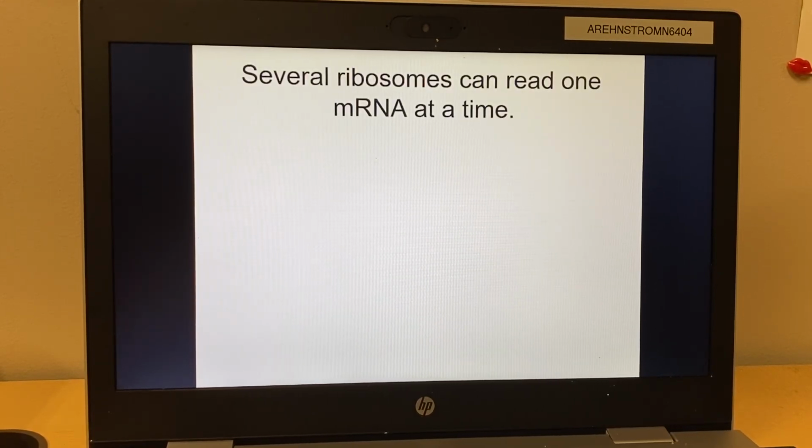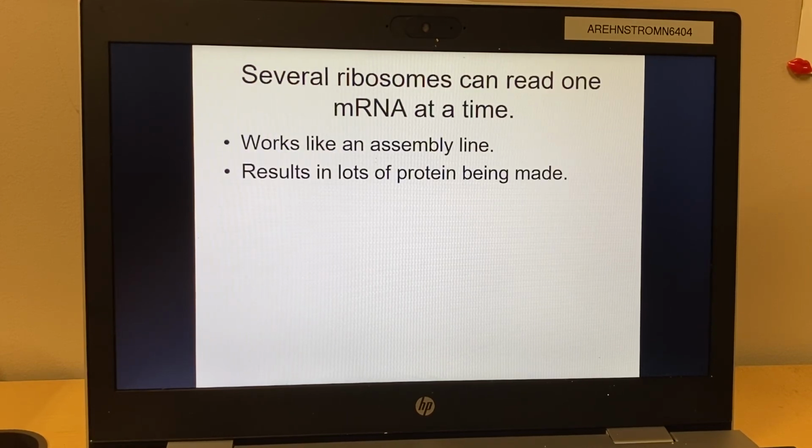So one of the things that's really handy is that it's not like one ribosome has to read the entire messenger RNA from start to finish before another ribosome can hook on. So you can actually have several ribosomes reading 1 messenger RNA at a time. So it works like an assembly line. And it's a really cool system because it results in a lot of protein being made.